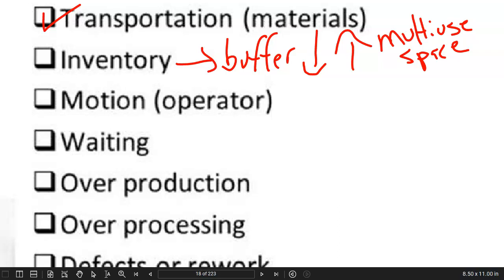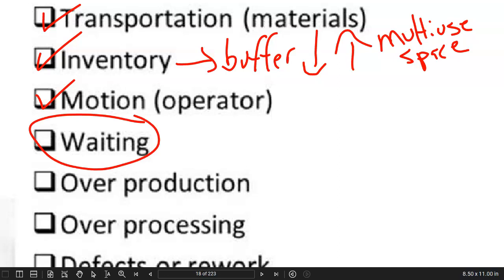We've now covered transportation waste, excess movement of raw materials. We've also taken a look at inventory wastes and the buffers associated with them to make sure that they're of the right size and that the space that's being used to hold this buffer is not disorganized. We've taken a look at motion waste related to operator movement. Let's now take a look at waiting waste.